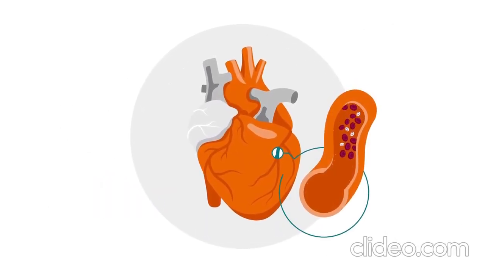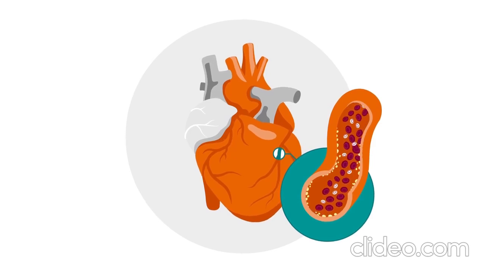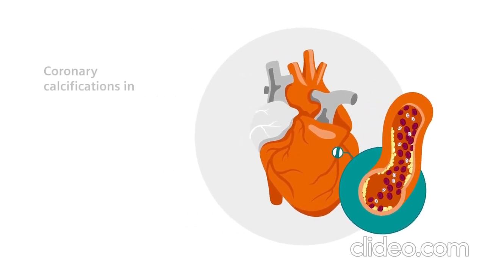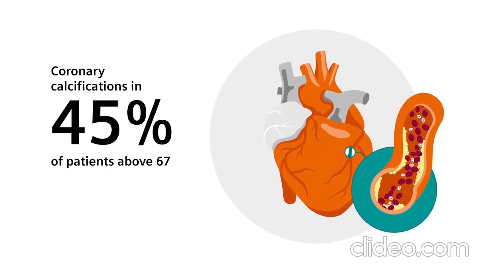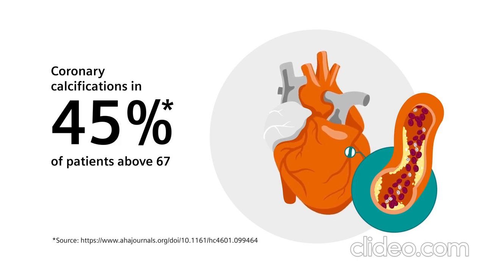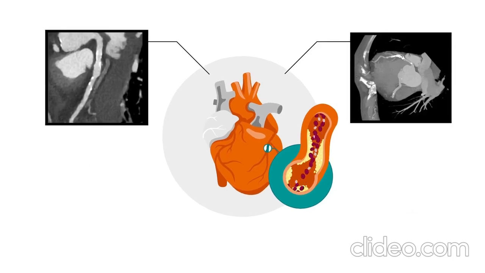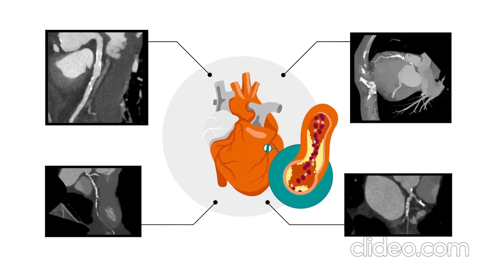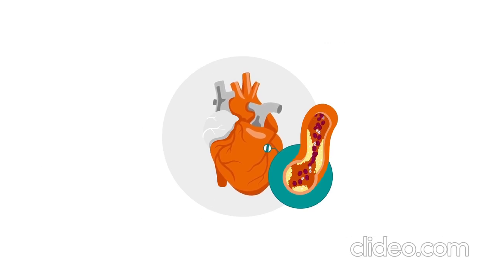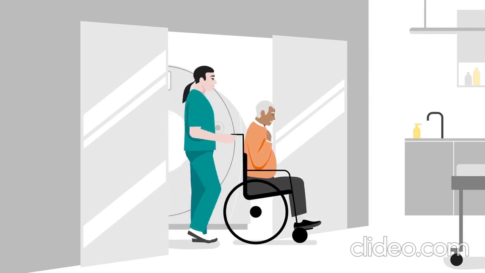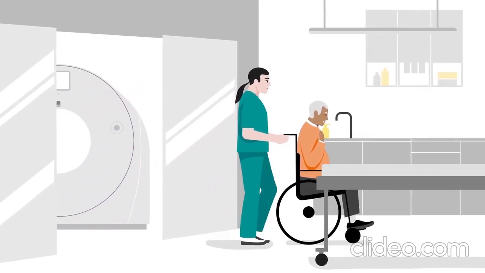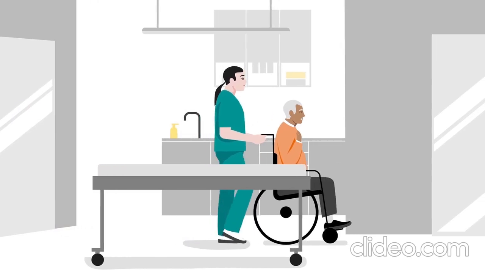However, a significant number of patients cannot benefit from this diagnostic test. Severe coronary calcifications, present in around 45% of heart patients above the age of 67, can cause severe imaging artifacts in coronary CTA scans and make a confident evaluation impossible. To assess such patients, they often have to be referred to the cath lab for diagnostic imaging.